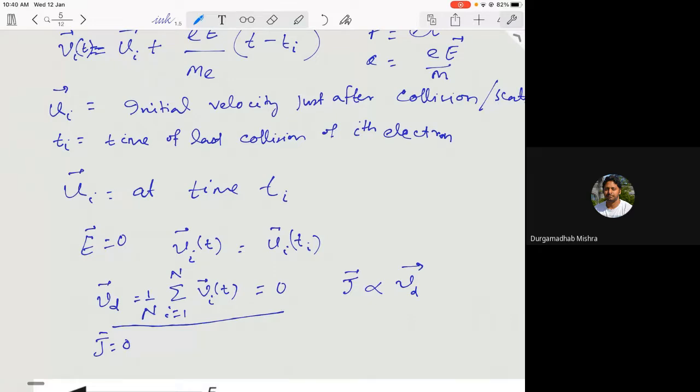However, the average velocity is 0, but the instantaneous velocities may not be 0. So this Ui may not be 0, because the electron will have an initial velocity, and it is again getting scattered. It is not like the electron is not getting scattered. It is getting scattered, and it has a certain velocity after it is scattered. However, there is no net drift velocity in a particular direction. So you don't have a particular motion of electron along a certain direction.